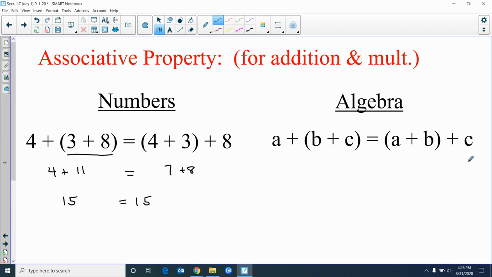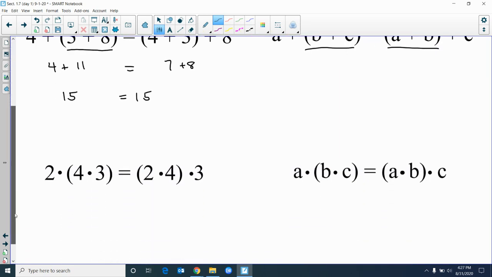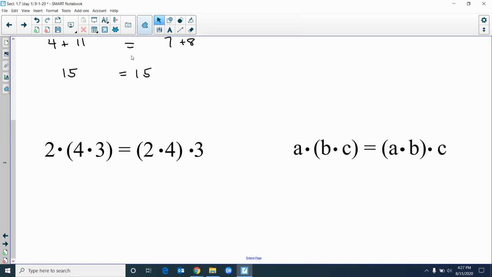All right, in terms of variables or letters, a plus the quantity b plus c is equal to the quantity a plus b, plus c. So if you move the parentheses, it doesn't affect the final answer. The same is true when we are multiplying.